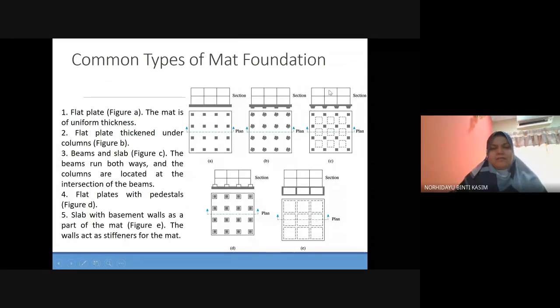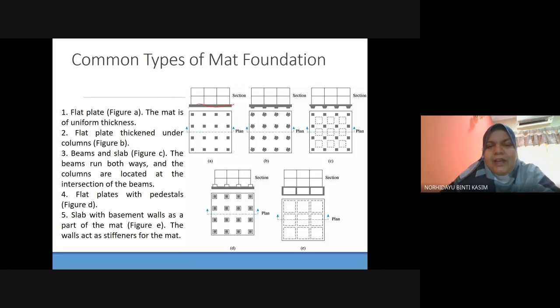Right, so this is the common type of mat foundation. Number one is referred to as figure A. The mat is of uniform thickness, so you have a uniform thickness mat foundation. Okay, and then number two, you can have the foundation where you thicken only the area at the column. So you have the structure like this.